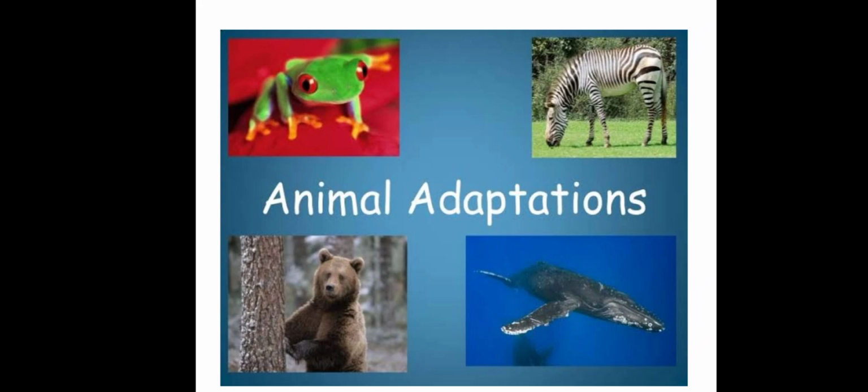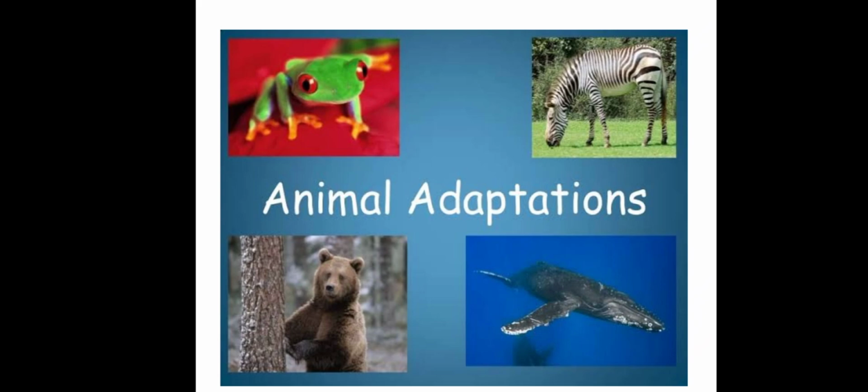We all know that there are several types of animals on Earth. They have different features that help them to survive, and these features help the organisms to survive in their habitat, that is adaptation.